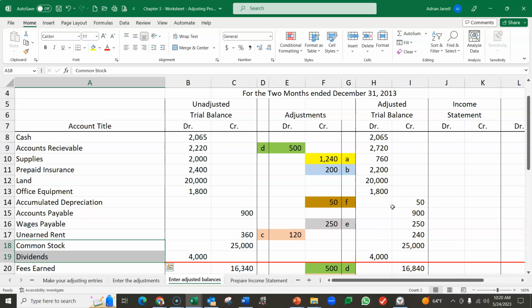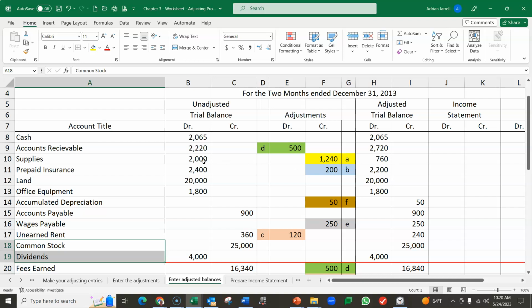We enter the adjusted balances. Cash is not adjusted, of course. Accounts receivable, debit balance, debit adjustment, add. Supplies, debit balance, credit adjustment, subtract. And there we go. You'll never put a negative number over here, and I have never seen one switch columns.